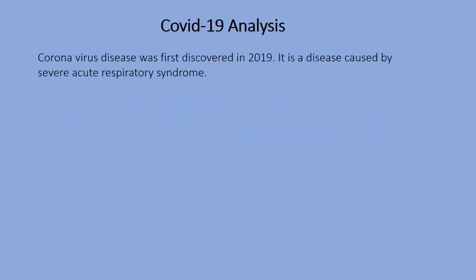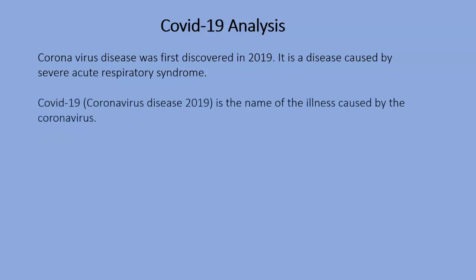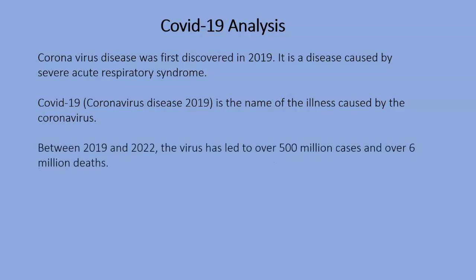The first incidence of coronavirus was discovered in 2019. It is a disease caused by severe acute respiratory syndrome. Coronavirus is commonly referred to as COVID-19, which is the name of the illness caused by the virus. Between 2019 and 2022, COVID-19 has led to over 500 million cases and over 6 million deaths.